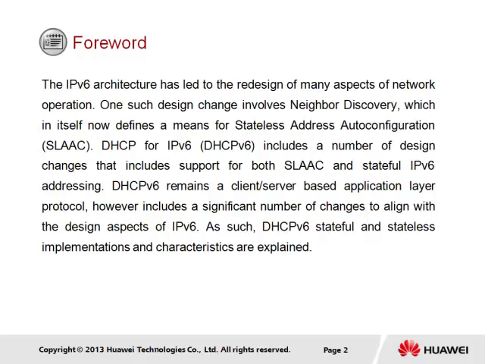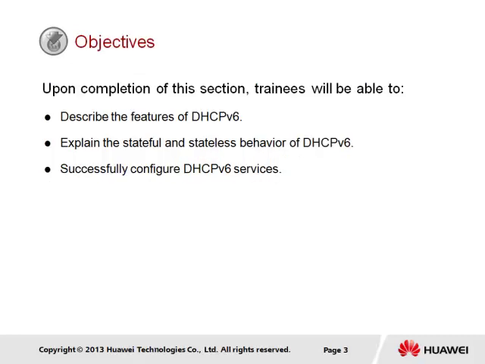DHCPv6 remains a client-server-based application layer protocol, however includes a significant number of changes to align with the design aspects of IPv6. As such, DHCPv6 stateful and stateless implementations and characteristics are explained. Upon completion of this section, it is generally expected that trainees will be able to describe the features of DHCPv6, explain the stateful and stateless behavior of DHCPv6, and also successfully configure DHCPv6 services.